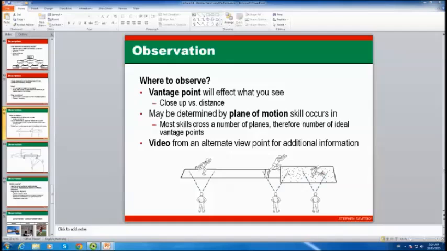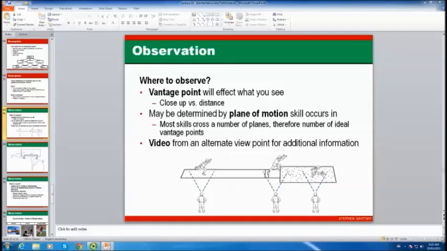Notice this. I could stand at the beginning and watch their run. I could watch the takeoff. I could watch their landing. I could manipulate where this person is standing, how close or how far. Why don't I just stand all the way back and watch all three things? It depends what I want to see. So look at it in this way. If I'm close up, I get a specific. If I'm far away, I get a general.